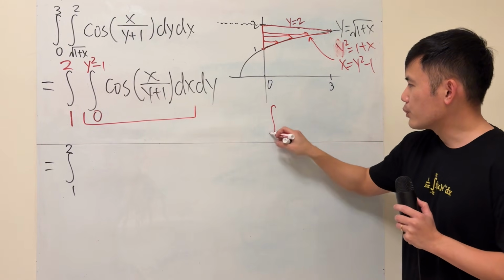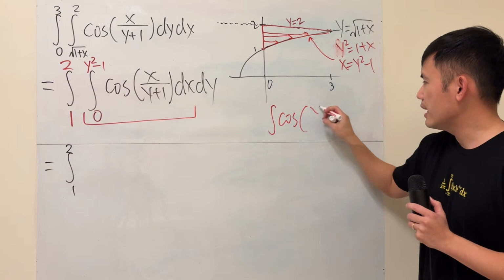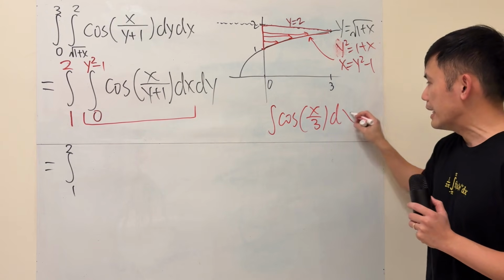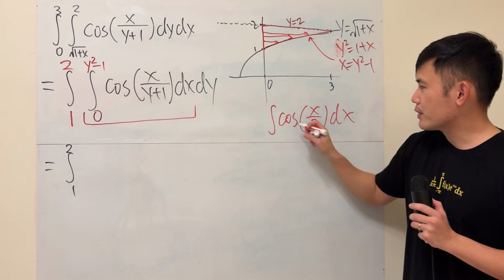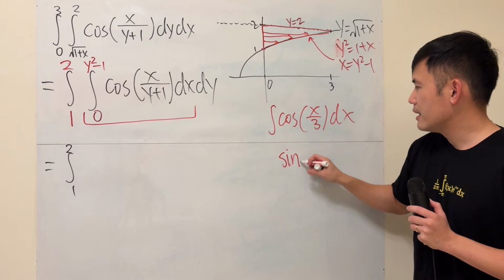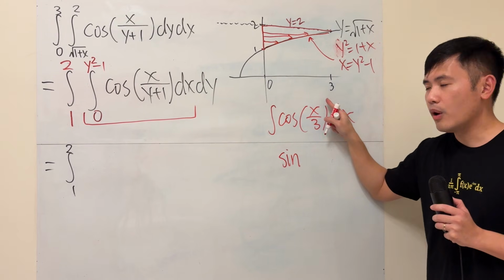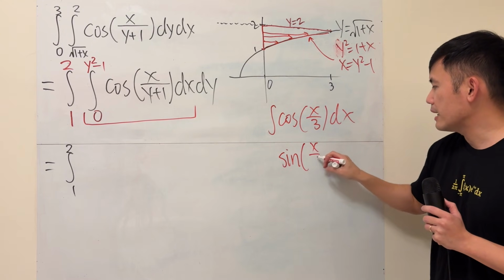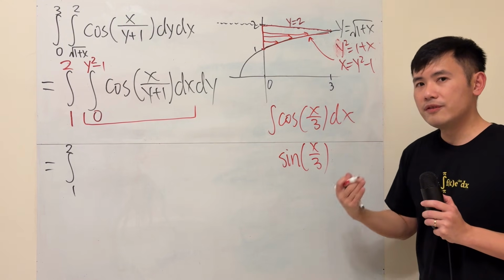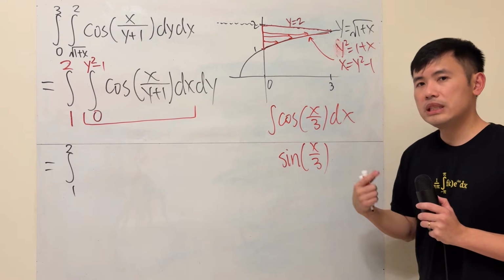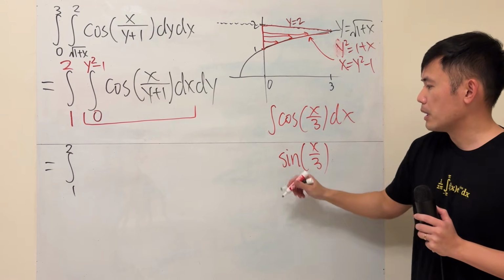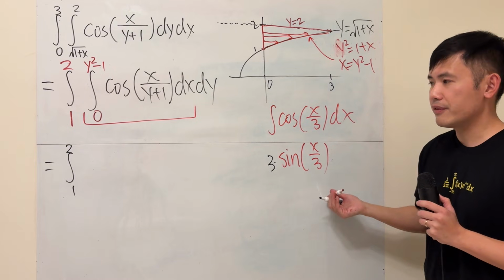Imagine if you have to integrate cosine of, let's say, x over 3 dx. What's the answer for that? Well, what's the integral of cosine? Positive sine, yeah? And since this is x to the first power over a constant, you can keep that. But you will have to divide it by the derivative of the input, which is 1 over 3. Divided by 1 over 3 is the same as multiplied by 3. So that's what we have.